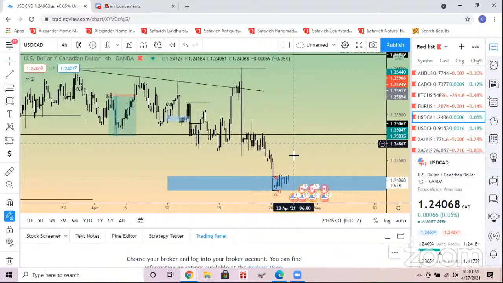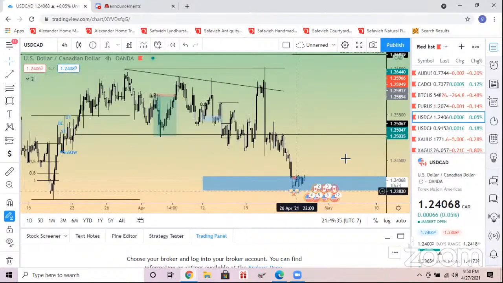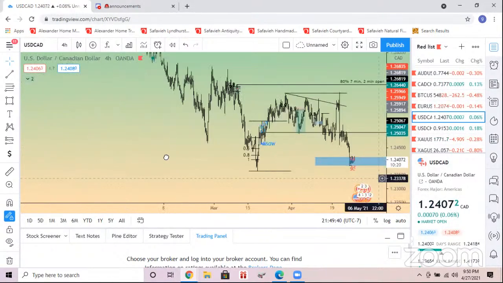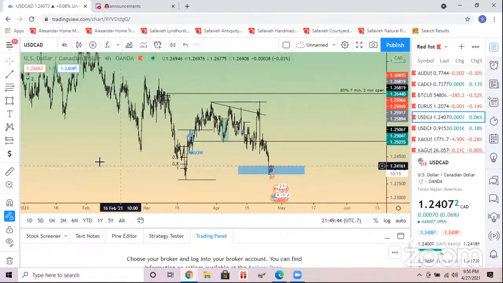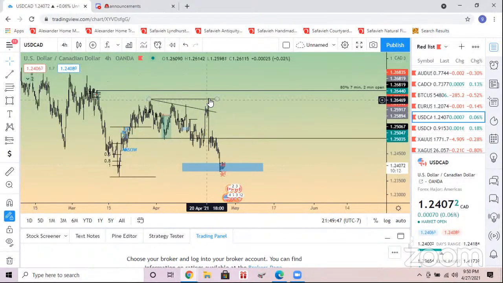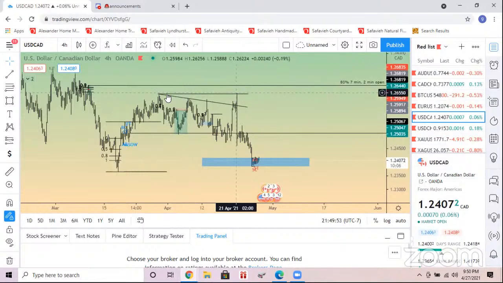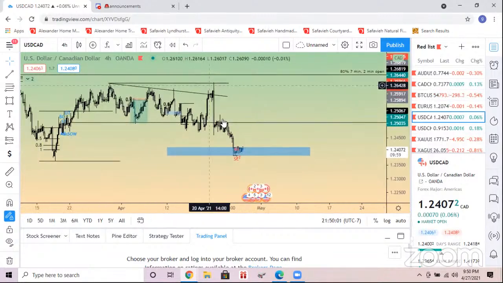USD Cad, it looks like it's accumulating right in the zone that we were looking at. I don't know why. Oh, because it broke structure here. Okay, got it. Yeah, so we broke structure right here to form, or not structure, but we reaccumulated here, and then came back down right after.